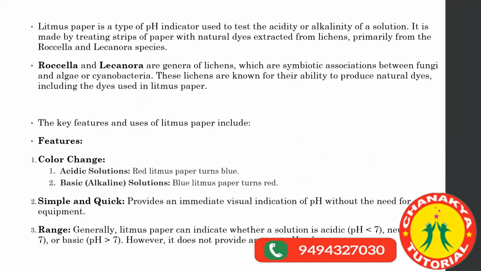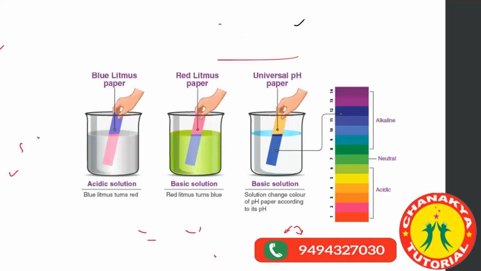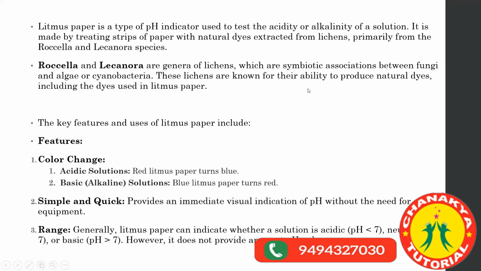Litmus paper is a type of pH indicator. What is pH? The number of hydrogens present in any solution. For example, HCl. If you want to measure the acidic level of HCl, how will I find it? With the help of litmus paper. Litmus paper is nothing, it will be like a paper. In this, you can see it's just like a paper only. It looks like a paper, and it helps us find out the acidic or basic nature of any solution.